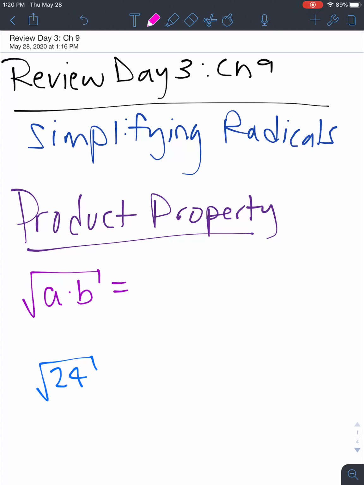Hi folks, welcome to review day 3. Today we're going to be reviewing the content that we covered for chapter 9. So remember, we only covered section 9.1 of chapter 9, and that was all on simplifying radicals.